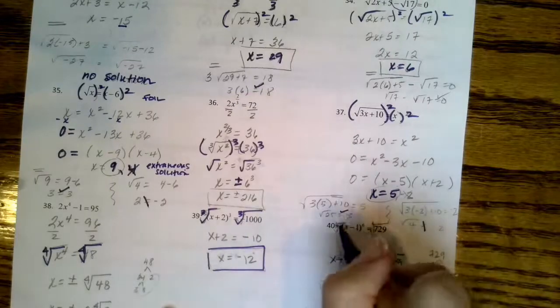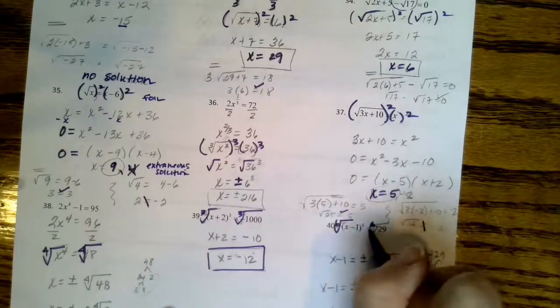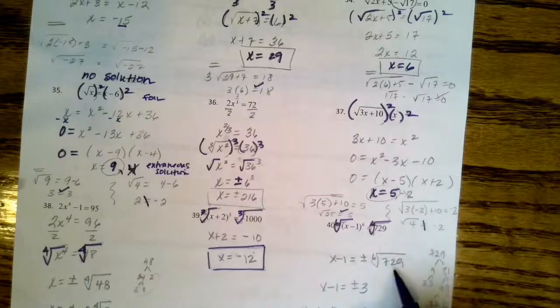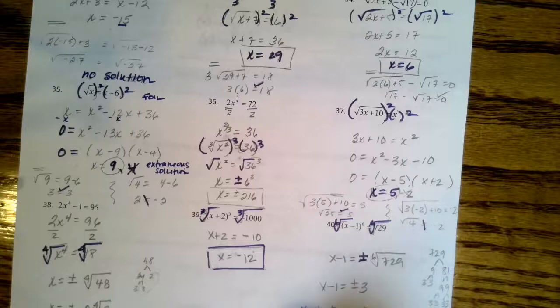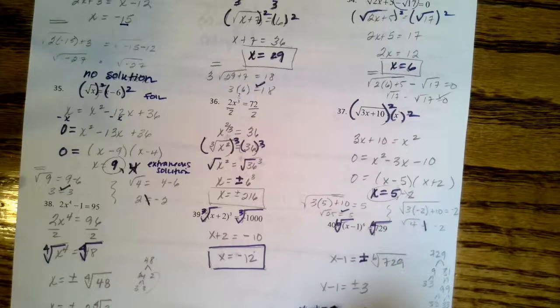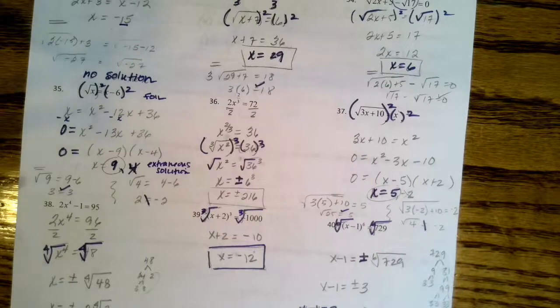X to the 6th, I'm going to go ahead and take the 6th root of each side. And the 6th root of 729 is 3. Because it's an even root, I'm going to make sure I remember my plus or minus. Because I end up with 2, I need to say, okay, x minus 1 can equal positive 3, and x minus 1 can equal negative 3.